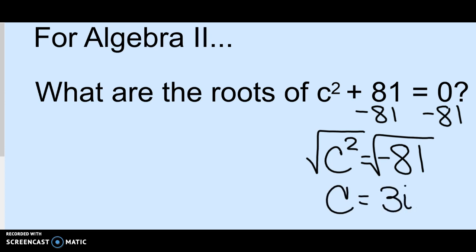So once you take the square root of both sides, you're going to get c is equal to 3i. I'm sorry, not 3i. I did that the wrong way. I was thinking 9. 9i. All right? But then c is also equal to negative 9i. And that's about it, okay?